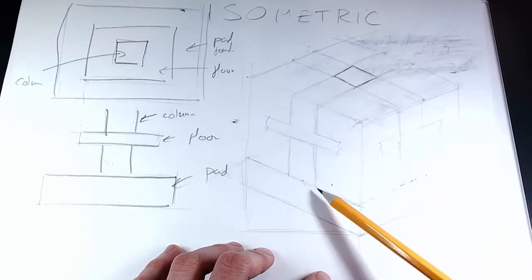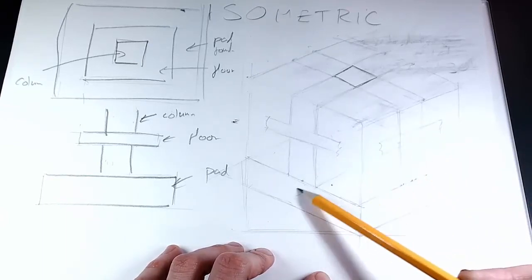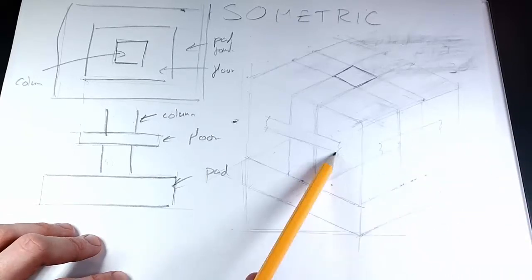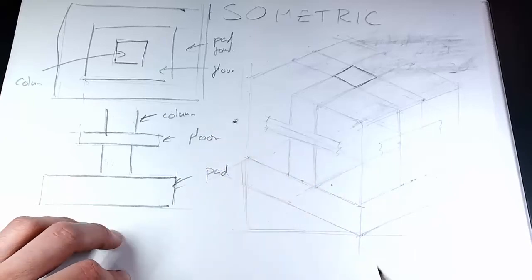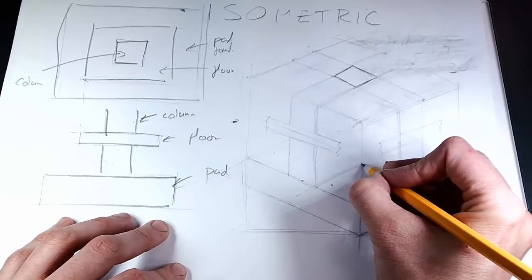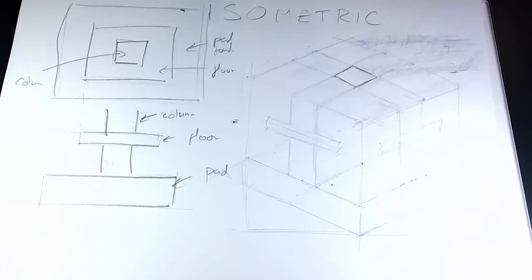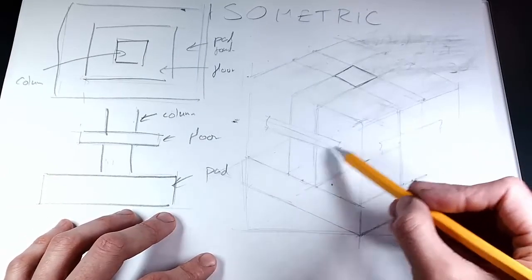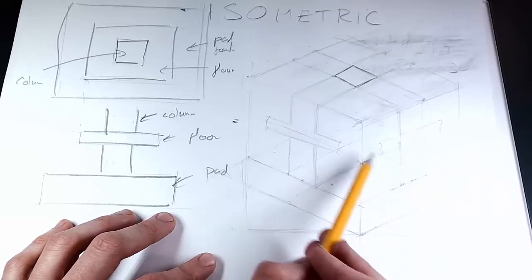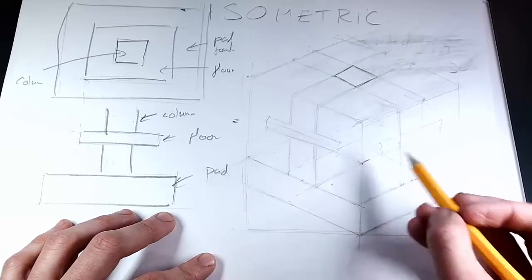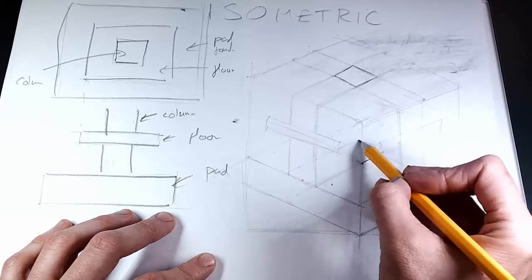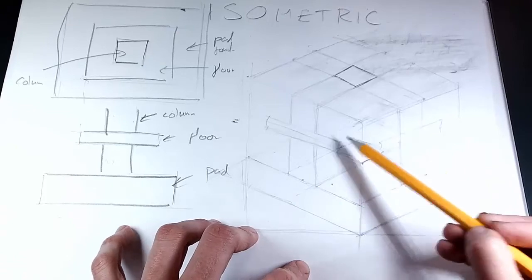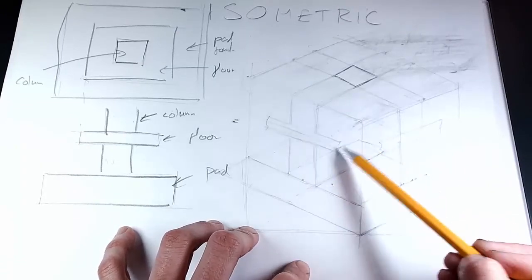Let's find the base of that column as well. So always maintaining this 30-degree angle for all of those plan lines. The corner of the column is going to be roughly there. And then we do the same for the floor slab.